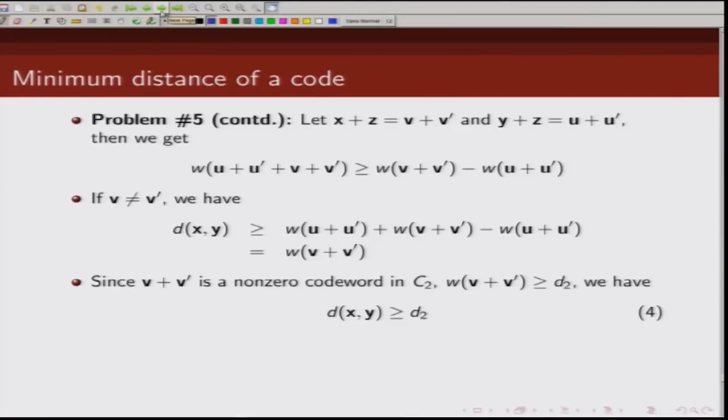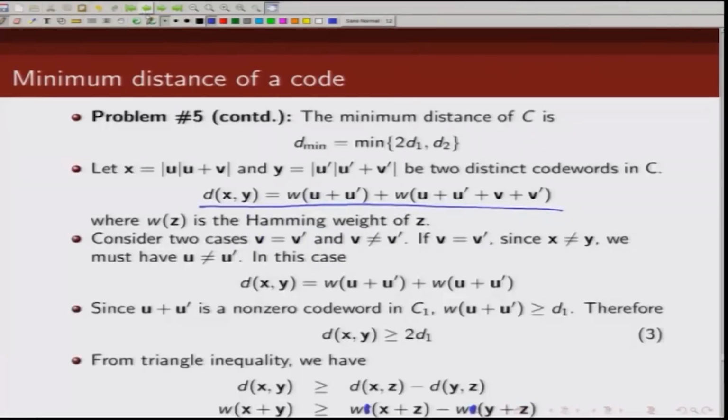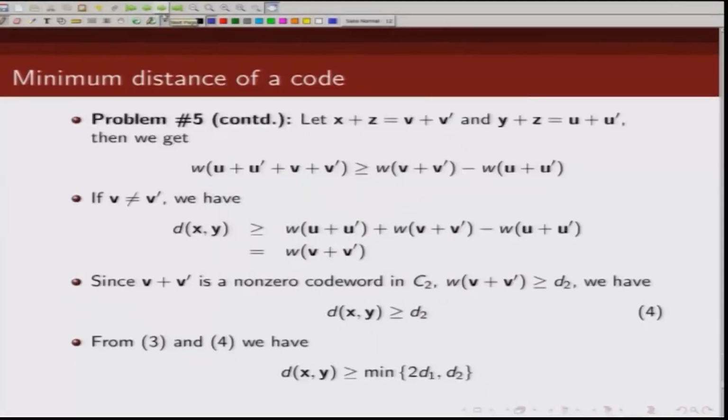So we look at comparing equation number 4 and equation number 3. If we compare these two equations, we can write that the minimum distance of the code is the minimum of 2d1 or d2.